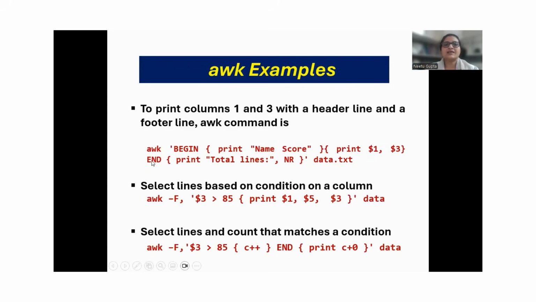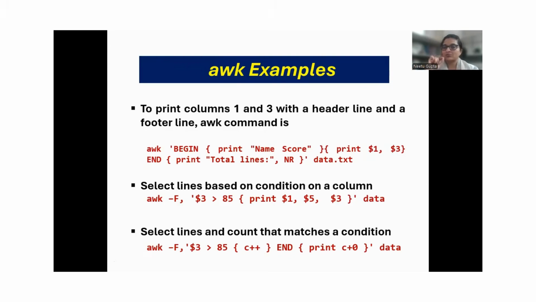And my third block is the end block. In the end block, it will print total lines. It will print the text total lines, comma, and then NR. So what is NR here? NR is a variable that awk stores that specifies the total number of lines which awk has processed. So it will give me the total number of lines here. NR is the number of rows, a variable that awk stores.